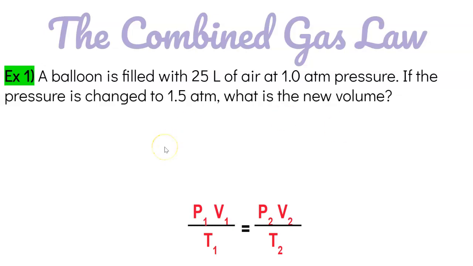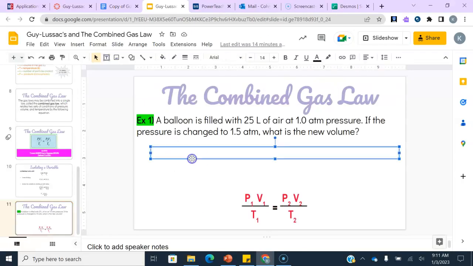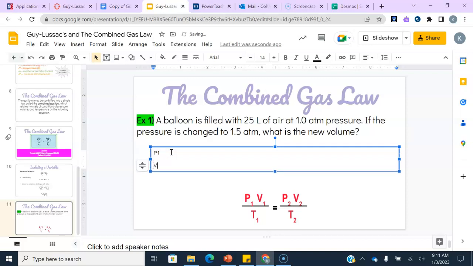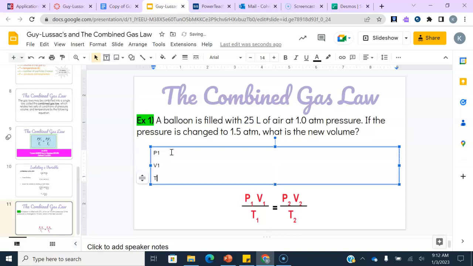Okay, so the first thing we want to do, and I'm going to exit out of this so I can do it in a little text box here, is make sure that we have our variables and we know what we're working with, right? We want to identify our variables. With our combined gas law, there are 3 variables for each side. So we need our P1, our V1, our T1, and we need our P2, we need our V2, and we need our T2. I said T2 over here, but I meant T1, so let me fix that.